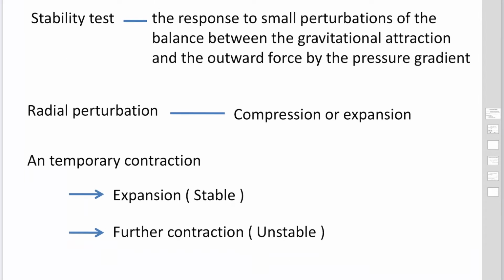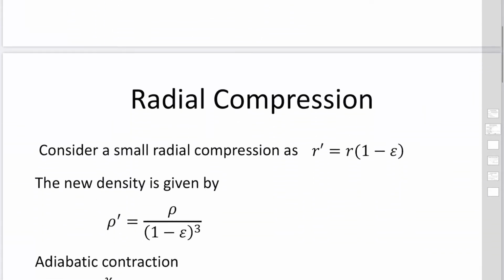If we apply a temporary contraction and the star is going to expand, in this situation it is a dynamically stable star. If the temporary contraction of the star results in further contraction and contracting, this means the star is dynamically unstable. So we'd like to study the dynamical stability of a star.